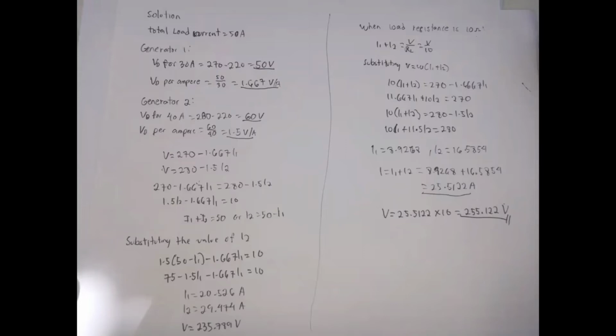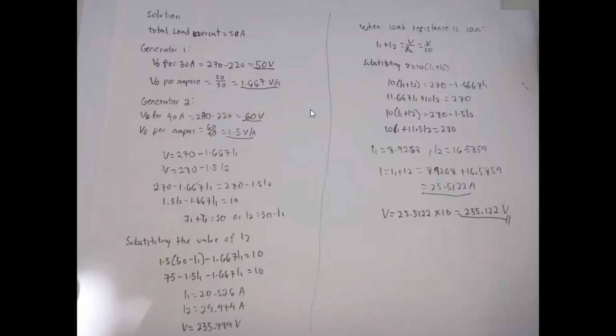The next is 10 times I1 plus I2, using generator 1. Then for generator 2, 10 times I1 plus I2 is equal to 280 minus 1.5 I2. So 10 I1 plus 11.5 I2 is equal to 280. So to get I1 and I2, I1 is 8.9268, then I2 is 16.5854.